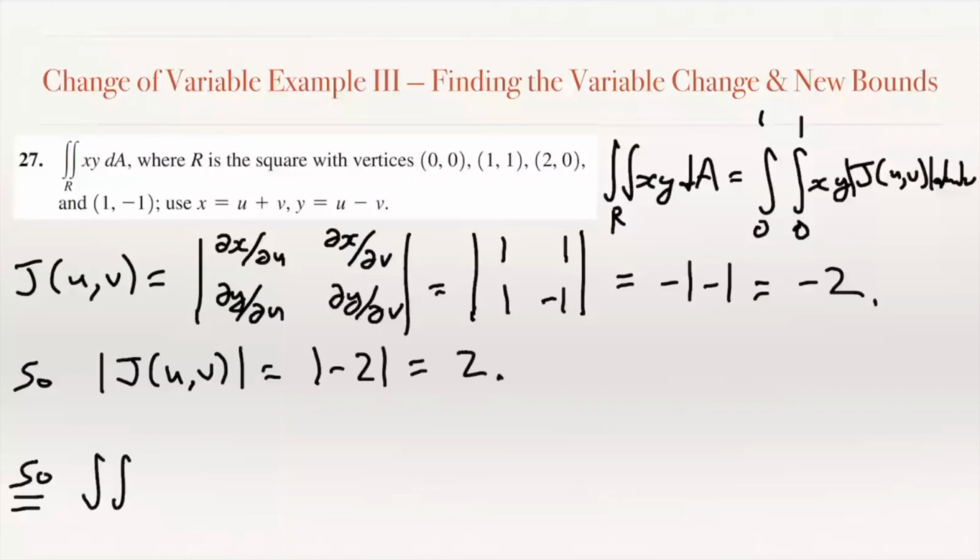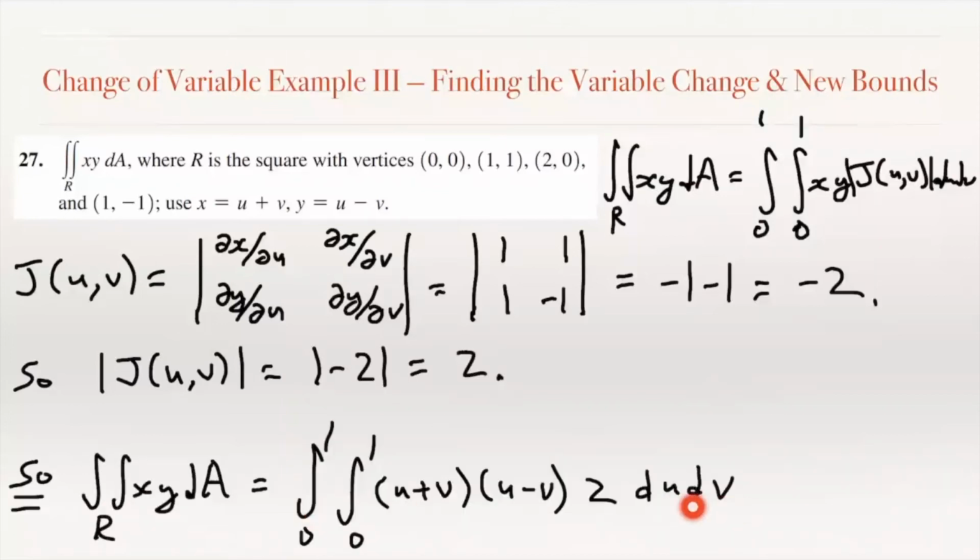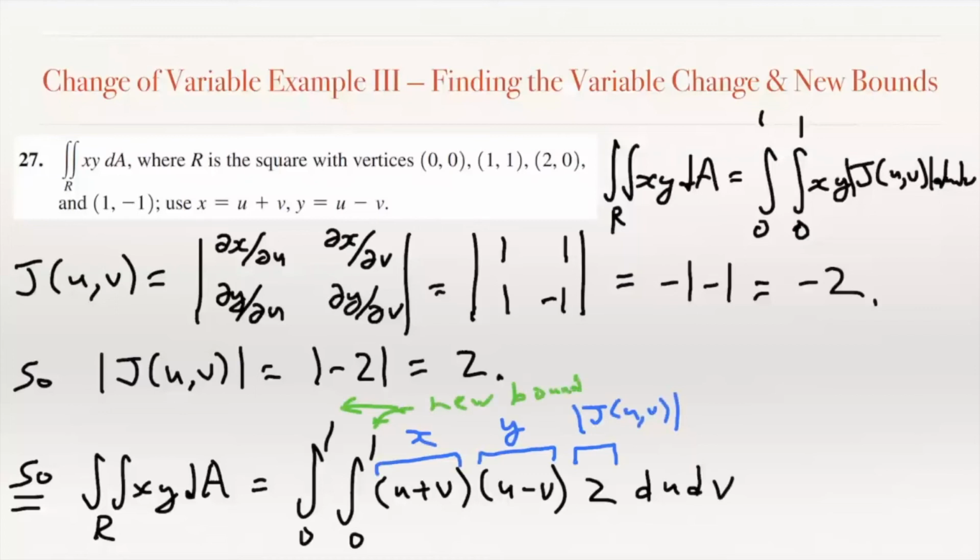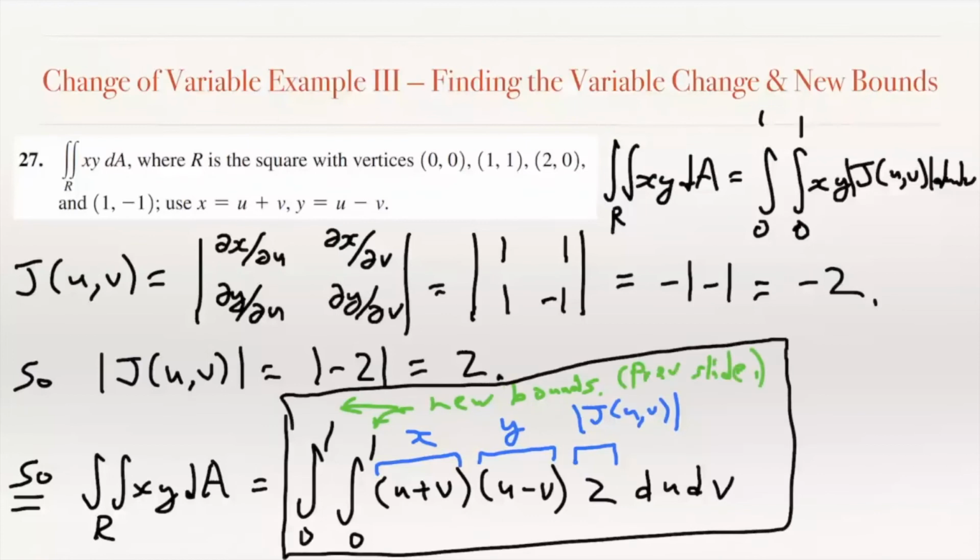Okay, so our desired integral is thus this, where u plus v, that was x, u minus v, that was y, we're doing our substitutions, and this 2 here, that is our magnitude of the Jacobian, and these are our new bounds that we found on the previous slide. So this is nice square bounds now, it's over a unit square.